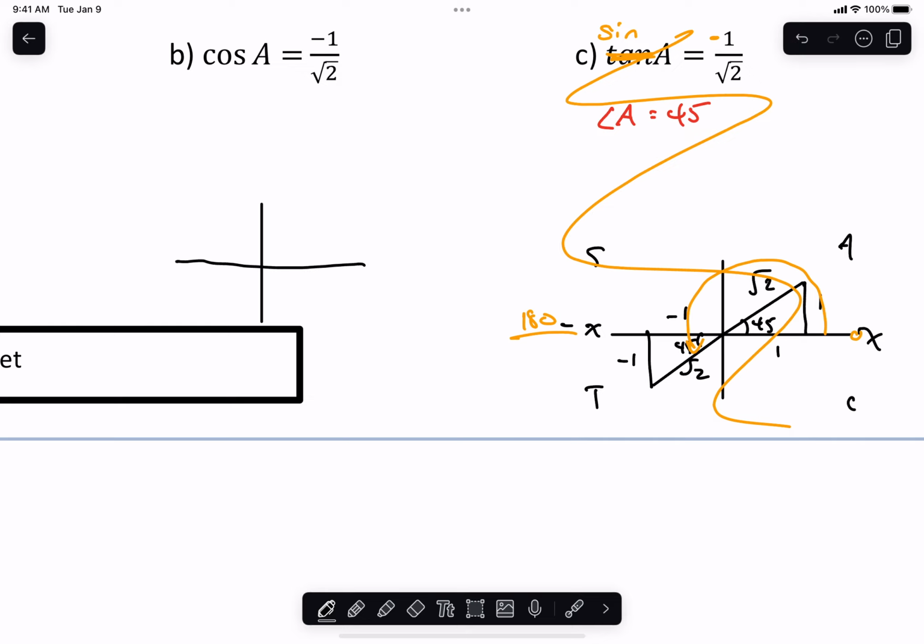All right. This should be fine. CAST. Where's cosine negative? Top right and bottom left. Top right and bottom right? No, both left. Yeah, the top and bottom left. So cosine's going to be negative in the sine quadrant, and it's going to be negative in the tangent quadrant, right? So those are where I'm going to draw my two terminal arms.